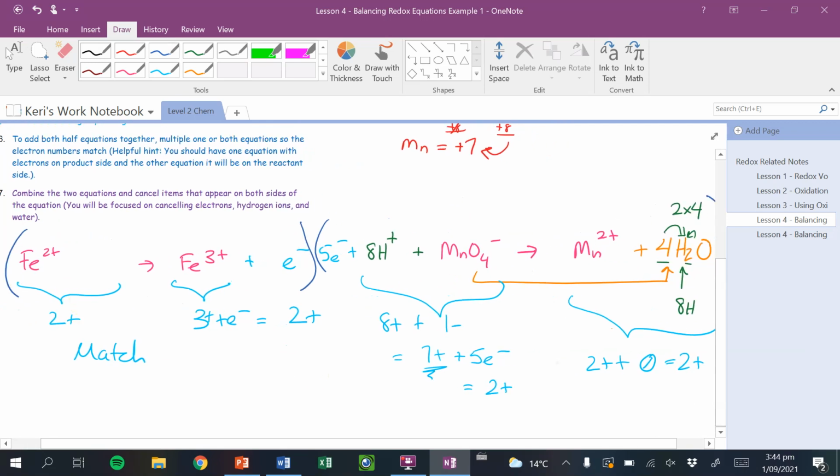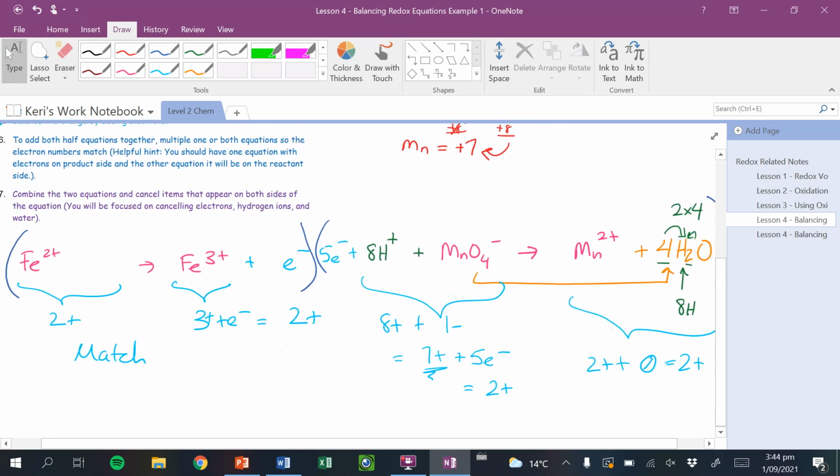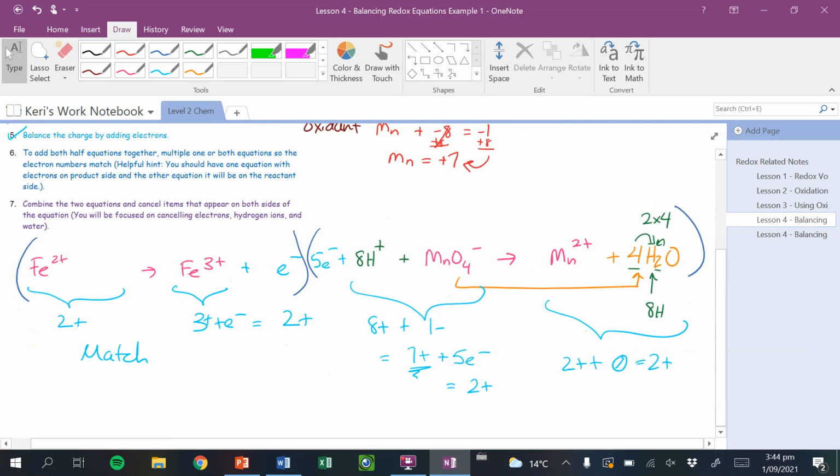So in order to get merit, you need to get these half equations. I feel like for merit, off the top of my head, you need to get 1 out of the 2 half equations correct. Getting the full equation and putting them together is what you need to do for excellence, and it's not that much of an extra step. So last thing then is we need to combine these equations together, and you guys have already seen how to do this. We're going to be looking at our electron numbers.